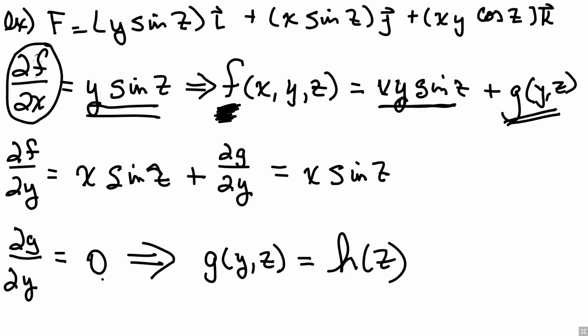Remember that if I take the partial of f in respect to y, for the first component I'm going to get x sine of z. For the second component, remember, I don't know what that function is. So what I'm doing is just taking the partial of that function in respect to y. Does that make sense to you? Yes, that part makes sense.